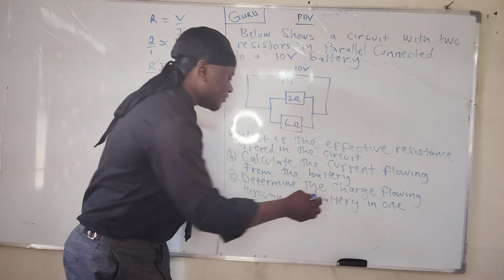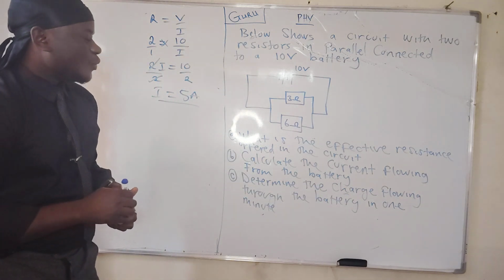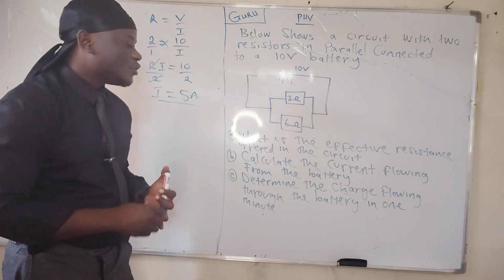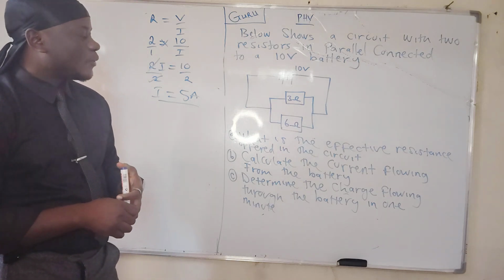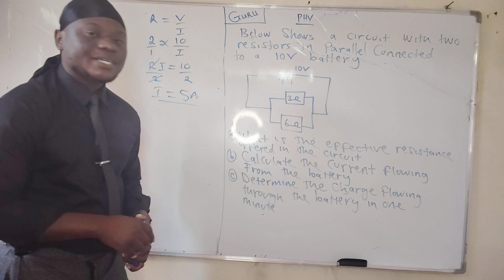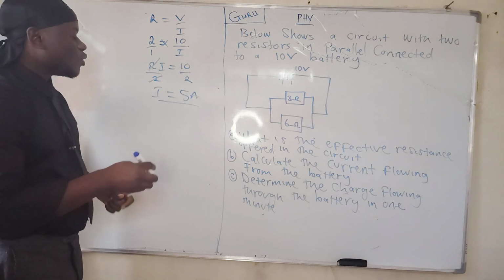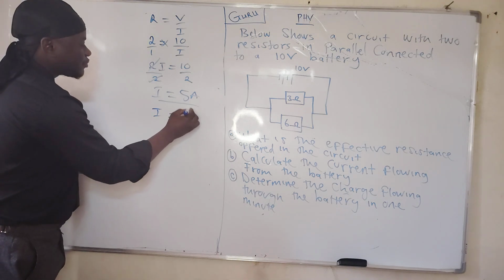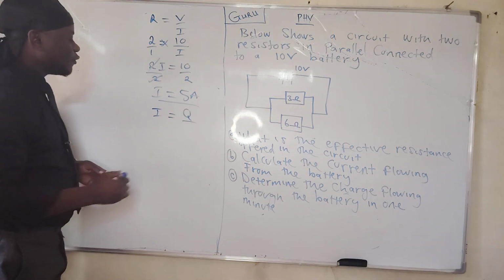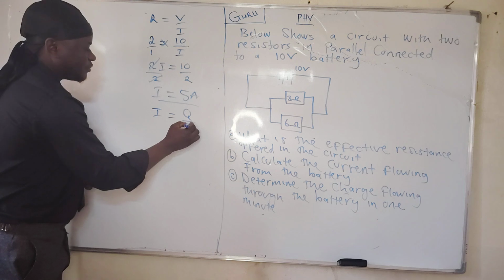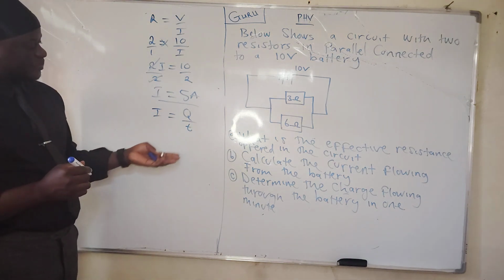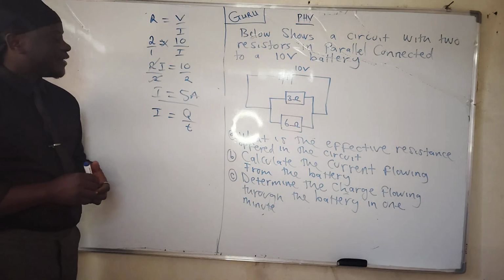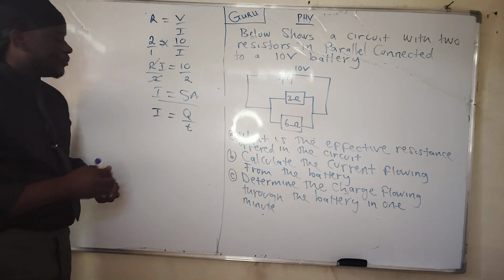Next, determine the charge. Now we need the charge which is flowing in the battery. In the same battery, we have total current, total resistance, and what else? You have also been given time. So the formula that combines all of those is current equals the rate of flow of charge with time. I here is current, this here is charge, and this here is time.